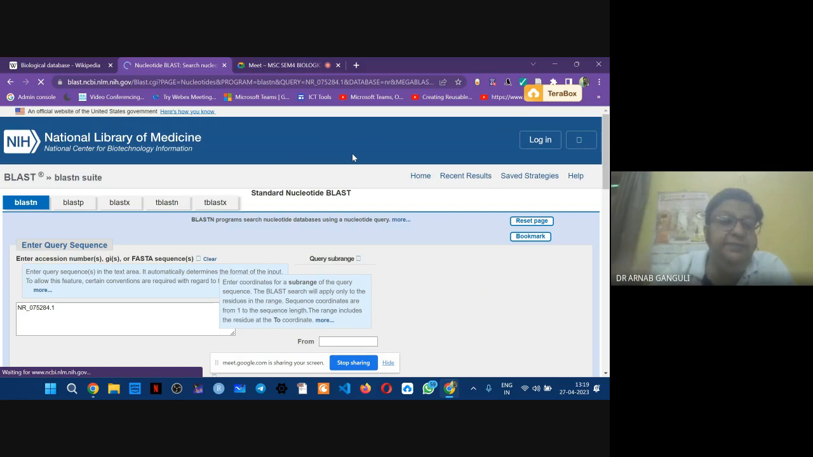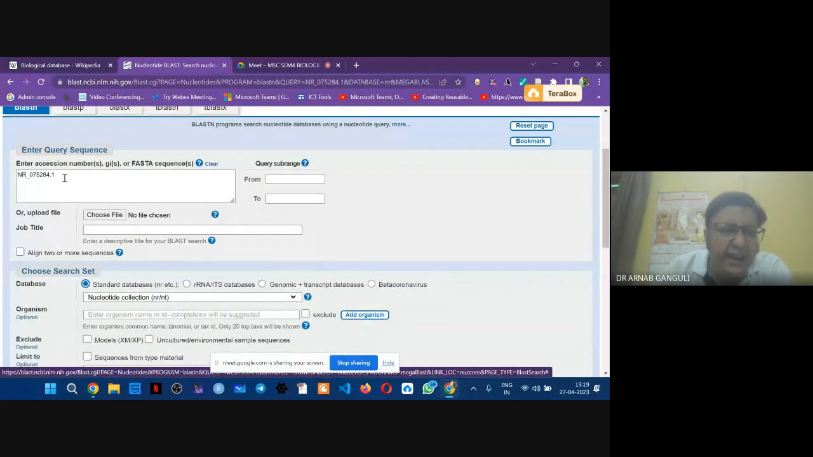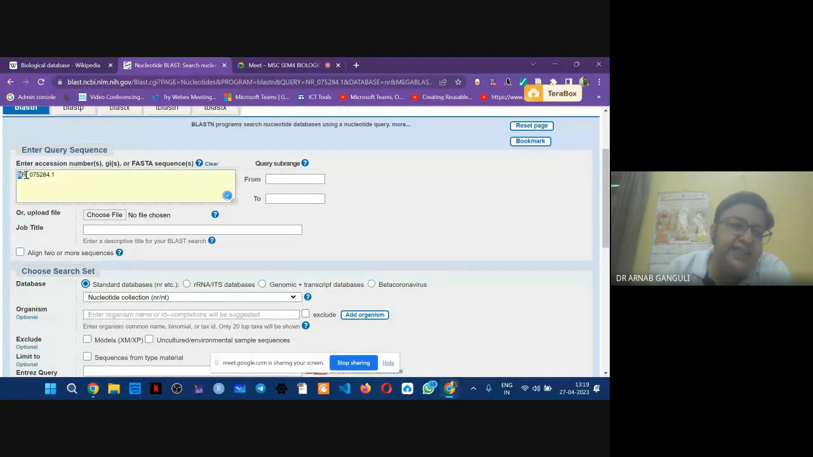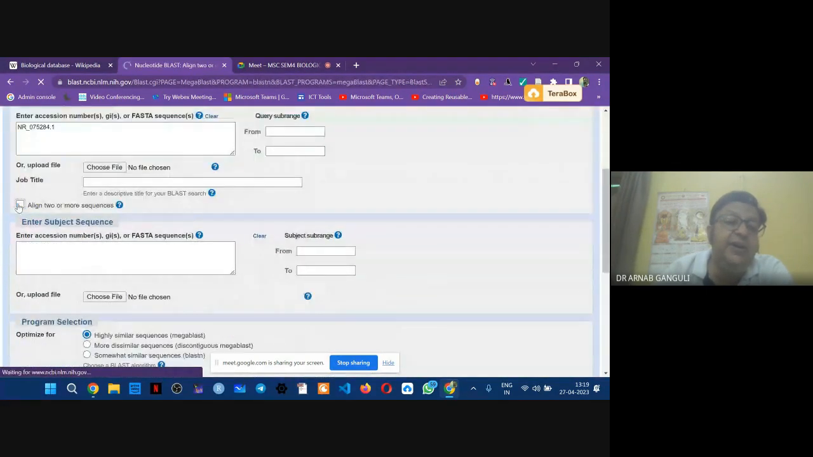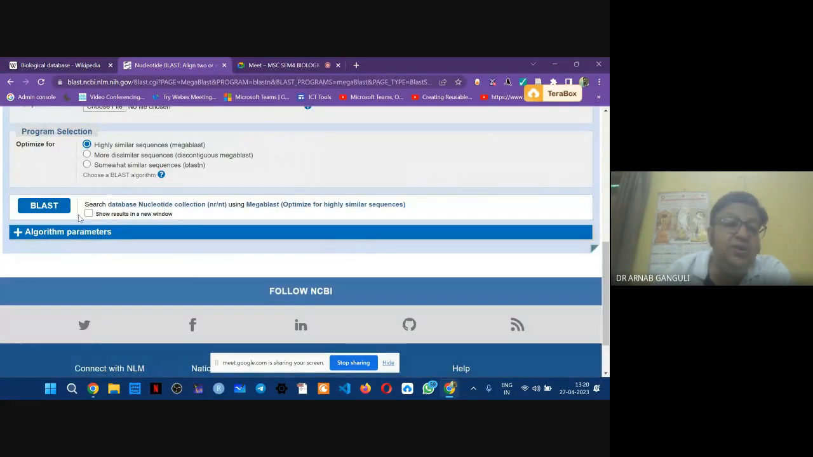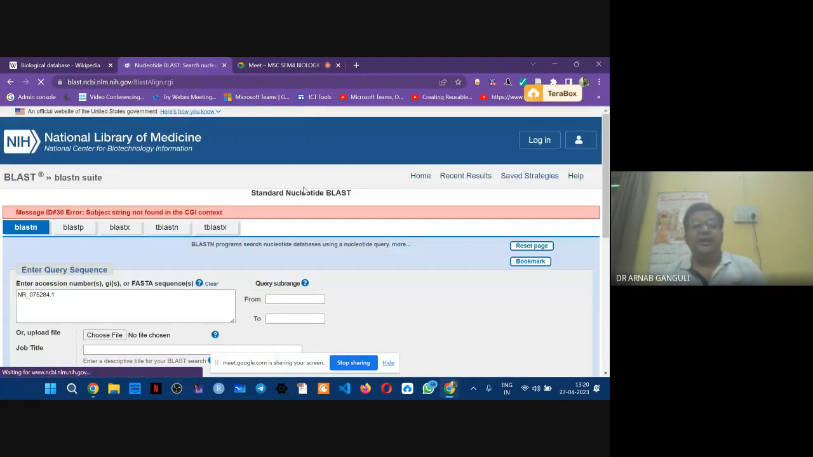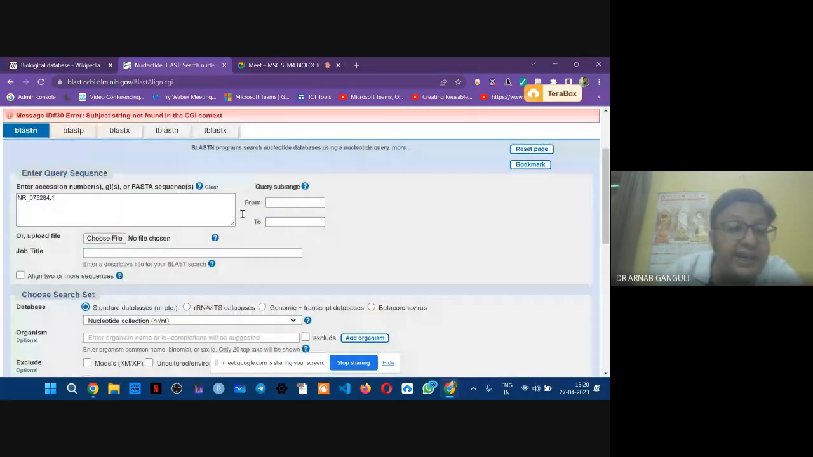Now BLAST is taking place. Here you can paste this accession number, or you can paste the sequence in FASTA format. And you can align two or more sequences. But we are not aligning two, we are aligning one sequence. And so what you do is, you do BLAST throughout the database, it is trying to find out. Now let's see what error I have made over here.